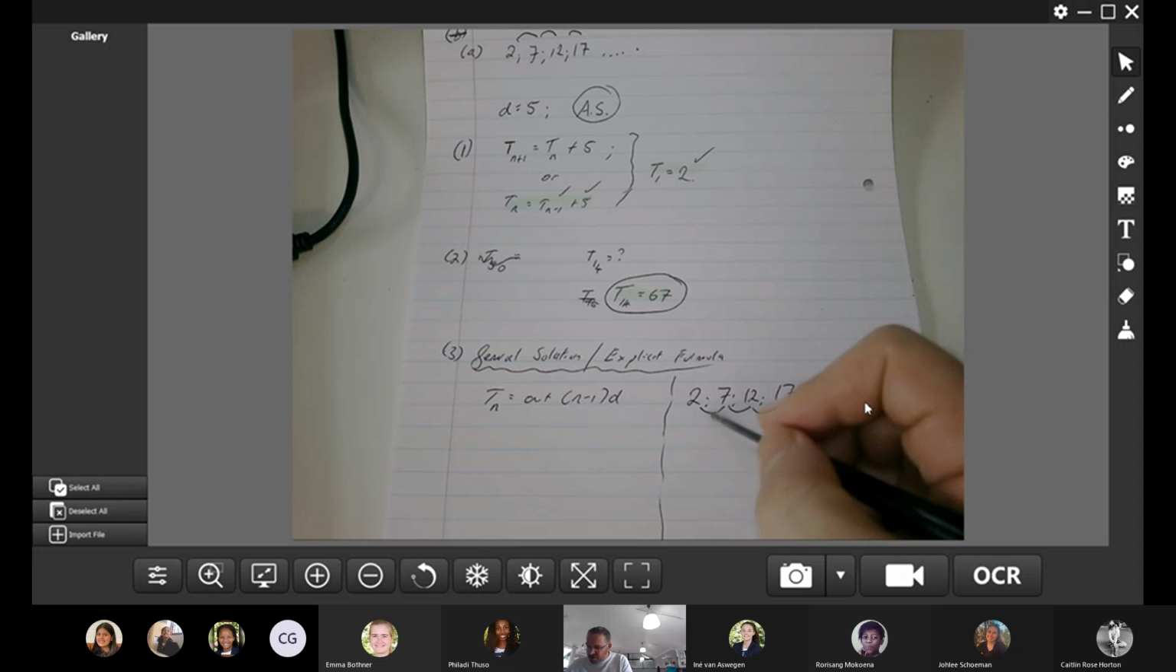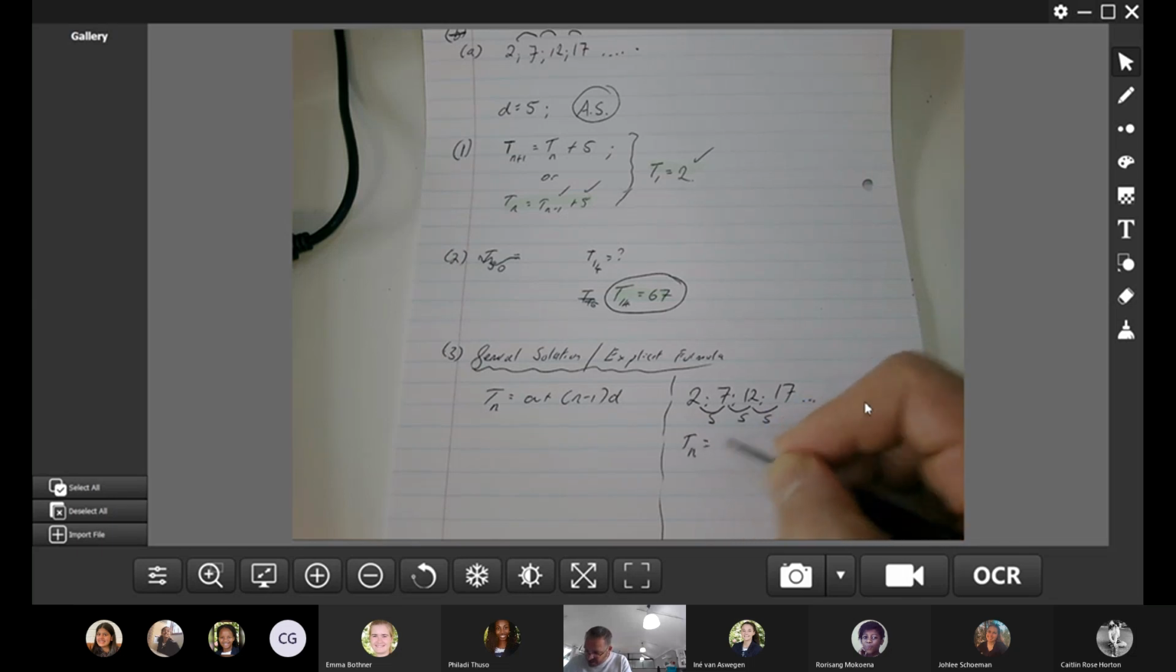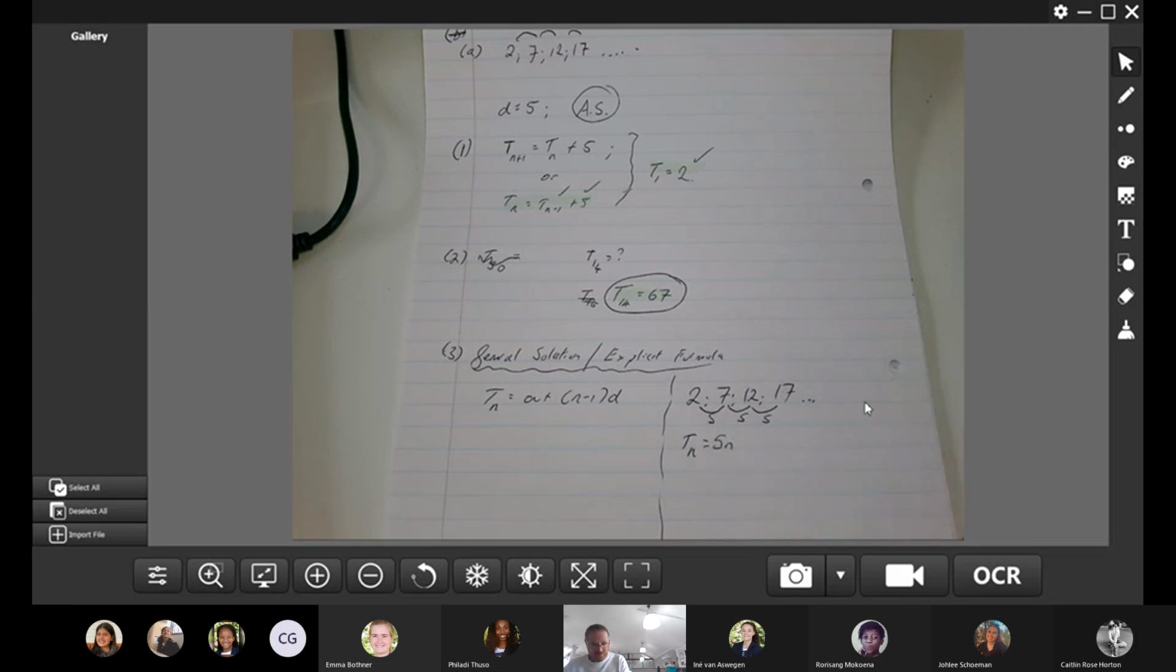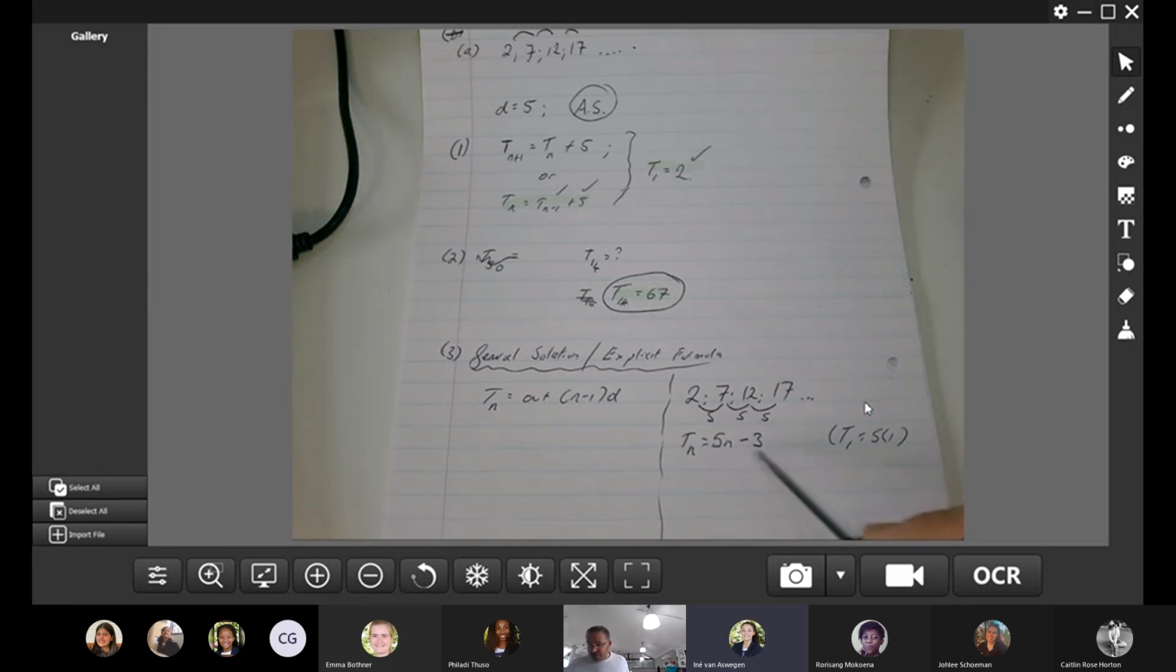What am I adding to get from one term to the next? 5. Okay, so the way I do it is, if I'm going up in 5s, that's always going to be the coefficient of n. So at the moment, I've got Tn is equal to 5n. If that difference was 7, it would be 7n. If it was 2, it would be 2n. Now, if I sub in n is equal to 1, I get 5, but what should it be? 2. So what do I have to do to that? You have to subtract 3, sir. Well done. So term n is 5n minus 3.